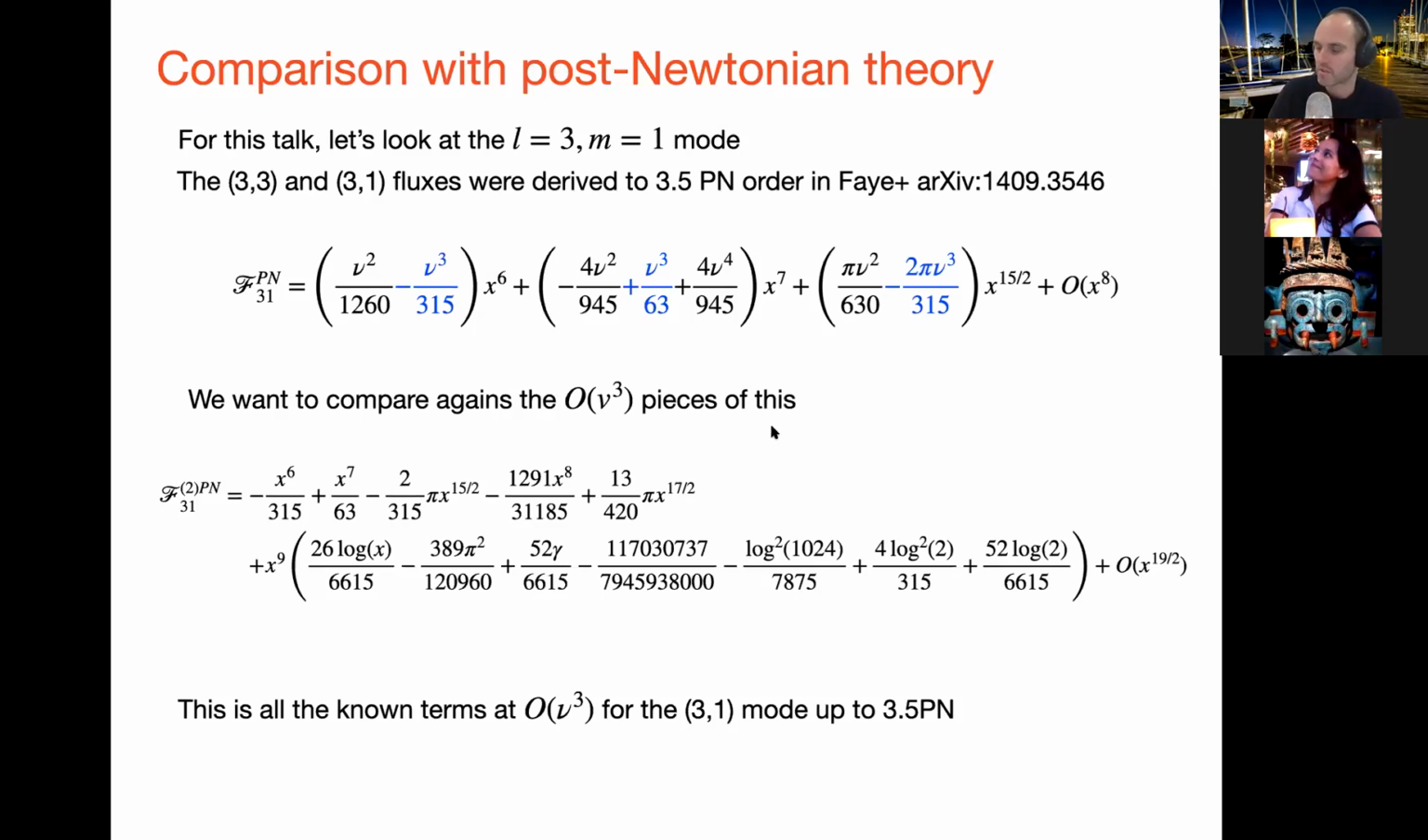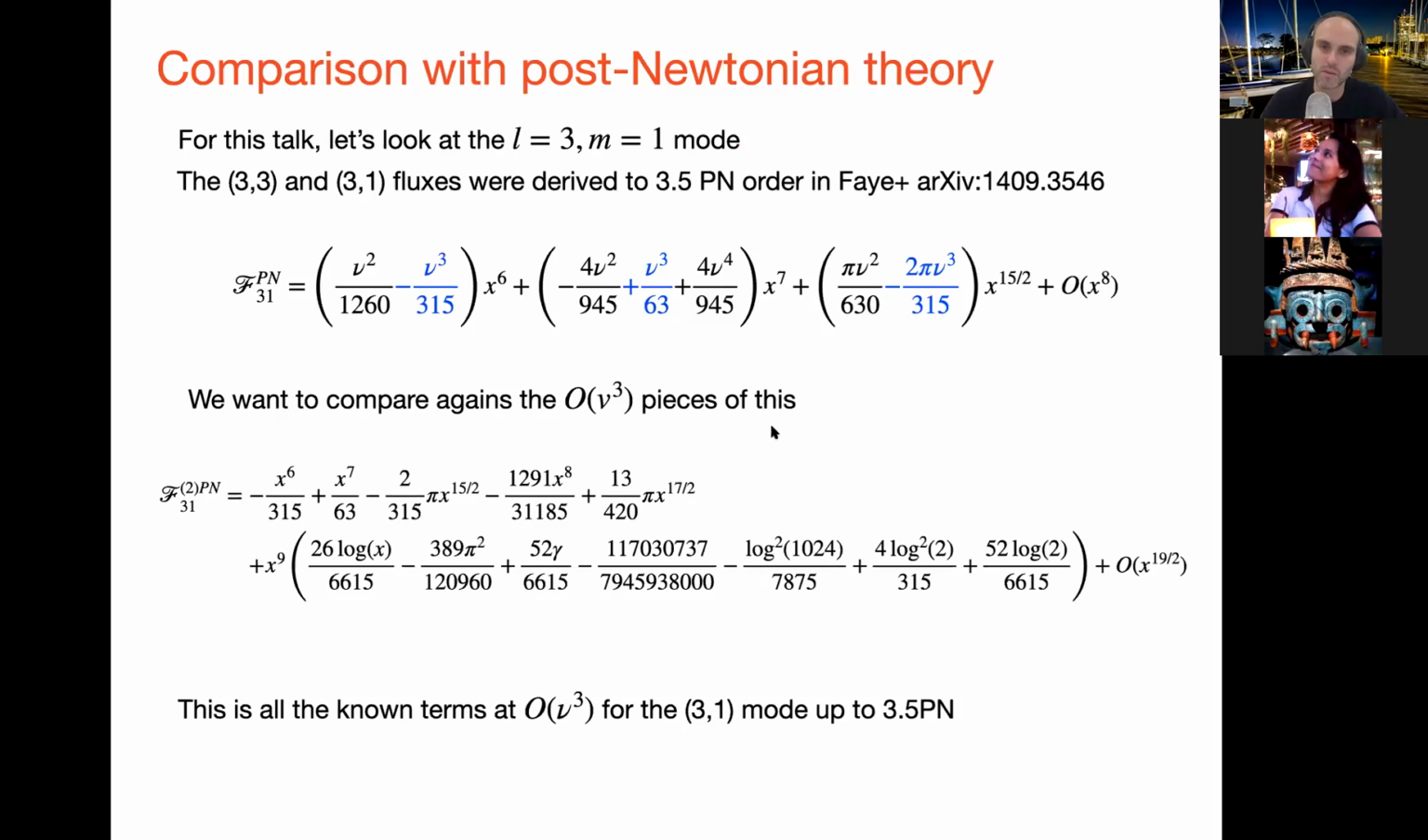So the very first thing we want to do, these calculations are very complicated. It's taken us a number of years to do that. And so what we want to do is compare our perturbation theory result to other ways of solving the two-body problem. And so we'll start by looking at comparisons with post-Newtonian theory.